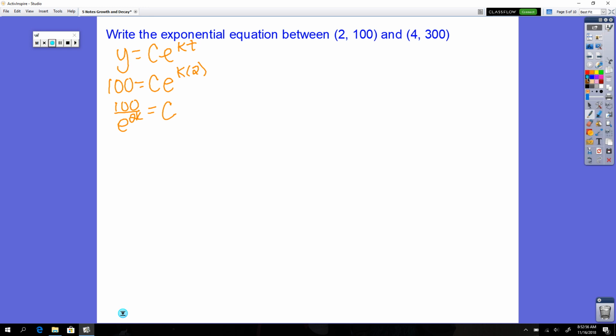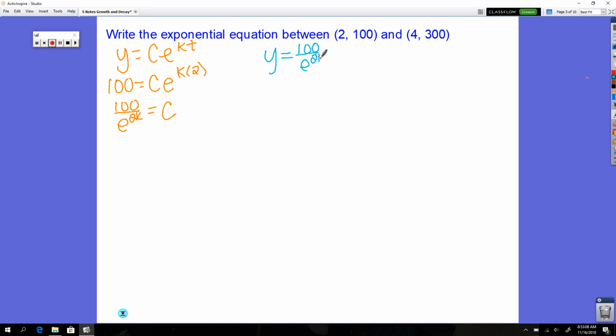And now I'm going to use the second point. I have this y equals Ce^(kt), but I'm going to plug in this C that we just found, which was 100 over e^(2k), into my equation. Now I'm going to plug in the (4, 300). So 300 equals 100 over e^(2k) times e^(4k). And when we have e^(2k) underneath e^(4k), I can subtract those two exponents. And so I get e^(2k).